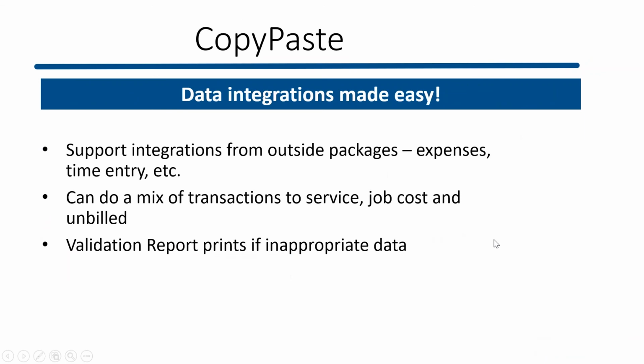Copy and paste is one of our newest tools, and this gives you the ability to bring data from outside of the system into the signature transaction entry window with job cost and service information on it. GP has the regular copy paste, but it doesn't allow you to have the job cost service information on it. So again, it can be a mix of service, job cost, or unbilled altogether, and it prints a validation report. If you have missing data or inaccurate data, it will tell you, so you can fix it and then repaste and re-import that data. And we'll take a look at that particular feature too.